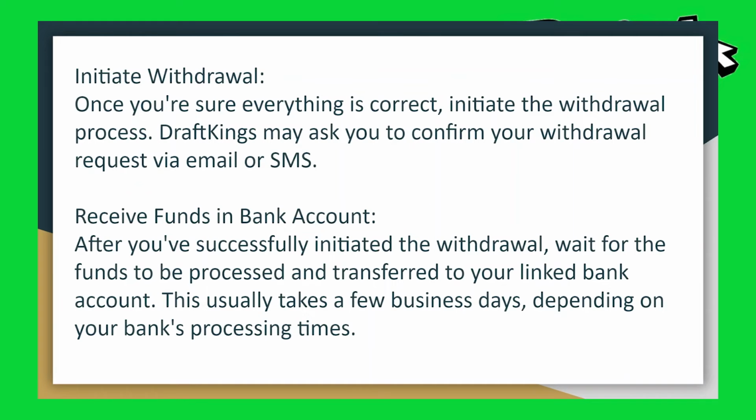Once you are sure everything is correct, initiate the withdrawal process. Draftkings may ask you to confirm your withdrawal request via email or SMS. After you have successfully initiated withdrawal, wait for the funds to be processed and transferred to your linked bank account. This usually takes a few business days, depending on your bank's processing times.